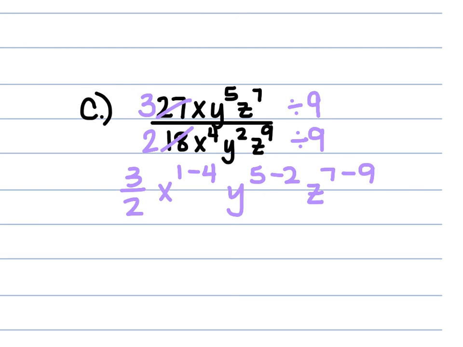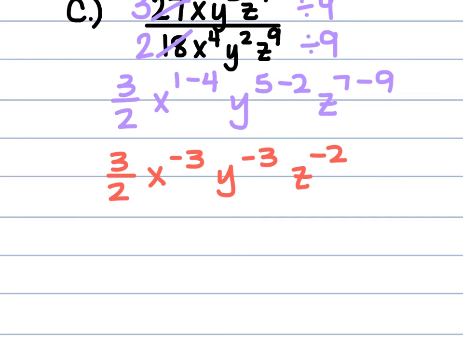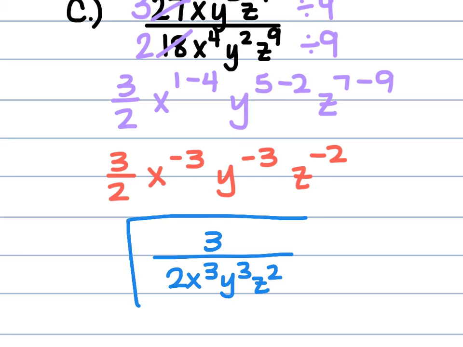Remember, anything that's a negative exponent is going to go on the bottom of that fraction. Take the reciprocal of the term. So the 3 over 2 stays. We're going to have x to the negative 3, y to the negative 3, z to the negative 2nd. So all of these exponents with their variables have to go on the bottom of the fraction. So we're going to have the 3 on the top. Then we're going to have 2x cubed, y cubed, z squared on the bottom. So 3 over 2x cubed, y cubed, z squared.